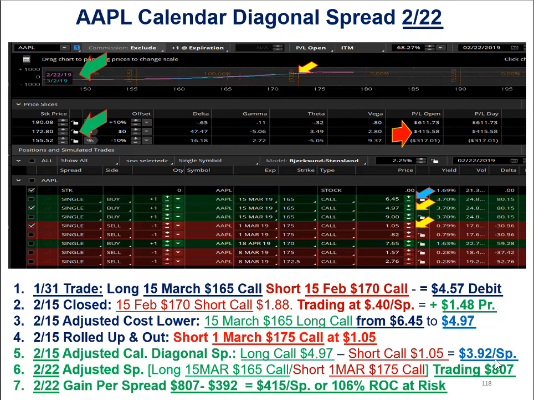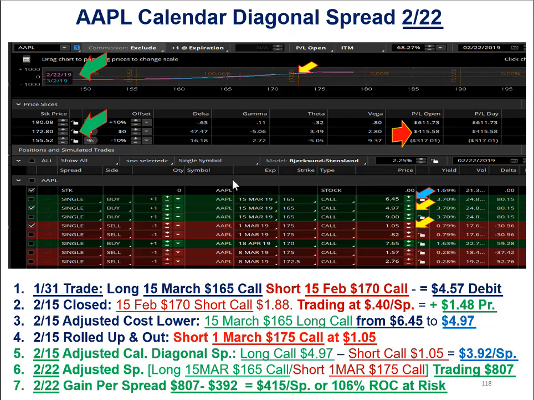On the 22nd, the market had shot up pretty strong, and we were able to sell this adjusted calendar diagonal spread when it was trading at $807. We sold the 807 less our cost of $392. That gave us a $415 per spread profit, or a 106% return on our risk.